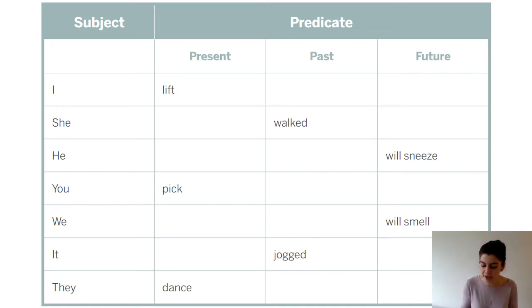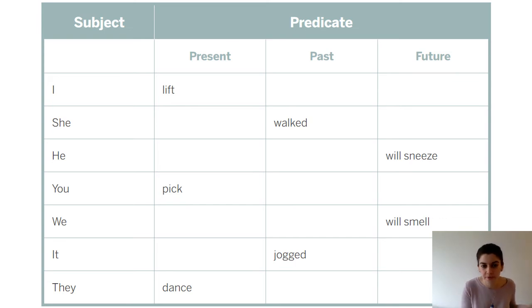Let's turn that into a past tense verb. This one is regular, so all we have to do is add our past tense ending. We smelled the flowers yesterday.